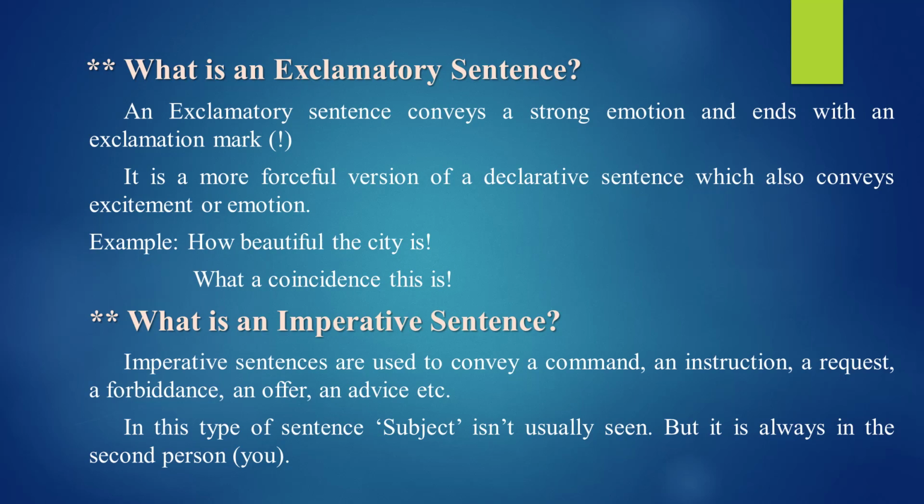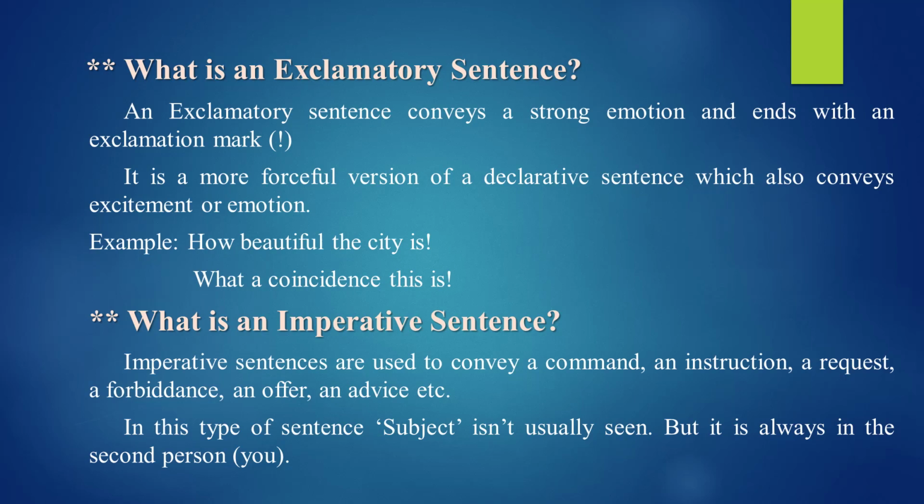Next one, what is an exclamatory sentence? An exclamatory sentence conveys a strong emotion and ends with an exclamation mark. It is a more forceful version of a declarative sentence, which also conveys excitement or emotion. Example, how beautiful the city is. What a coincidence this is.